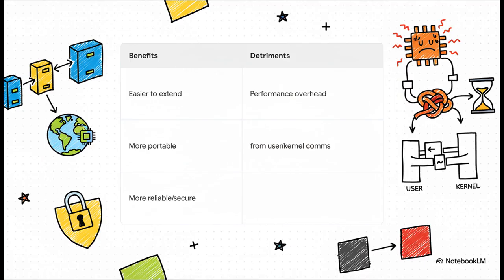See, while a microkernel is awesome because it's more secure and easier to add new features to, there's a small performance hit. Every single time one of those outside services needs to talk to the tiny core kernel, it's a little bit of extra work, a little communication overhead. And those tiny delays can start to add up.